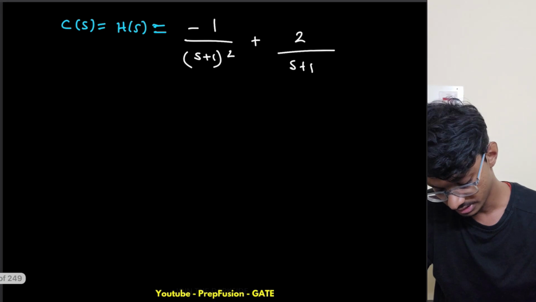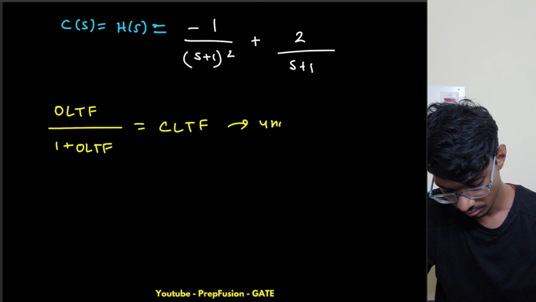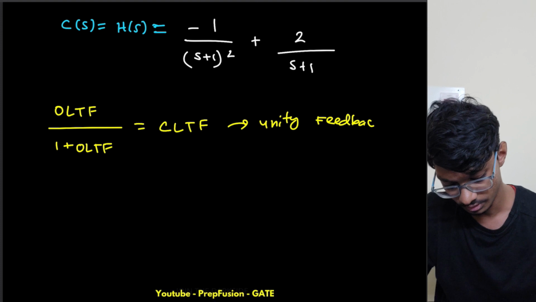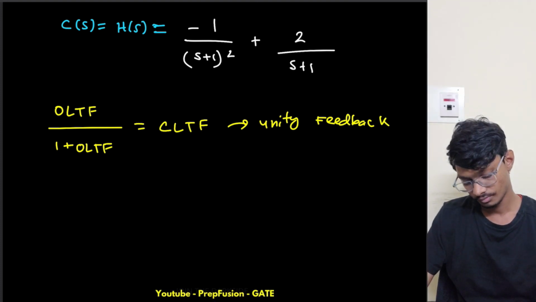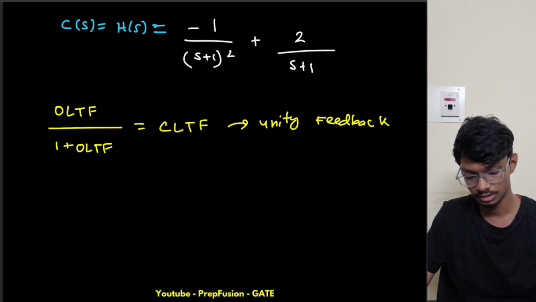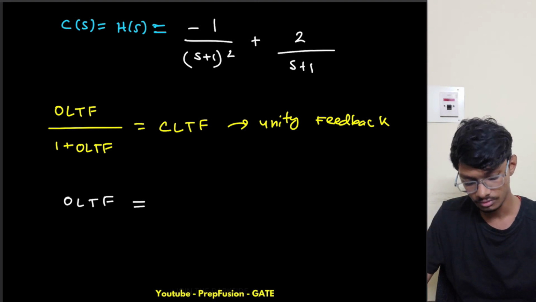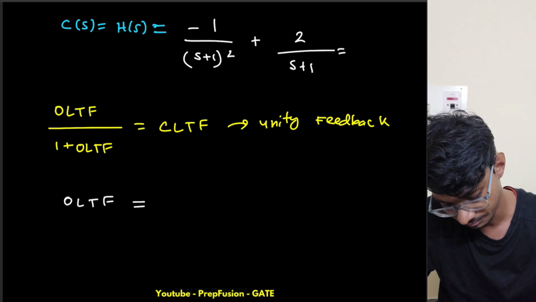So what is the relation between OLTF and the closed loop transfer function? OLTF divided by 1 plus OLTF equals CLTF for unity feedback, right? For unity feedback. Okay, so what I can do here is simply apply componendo and dividendo. So what I will do is CLTF divided by 1 minus CLTF. So okay, let me further solve this actually.